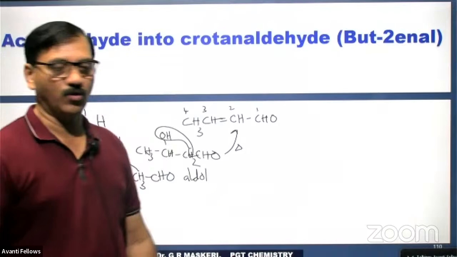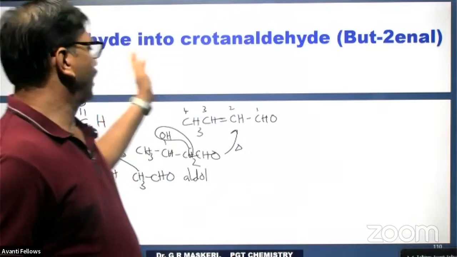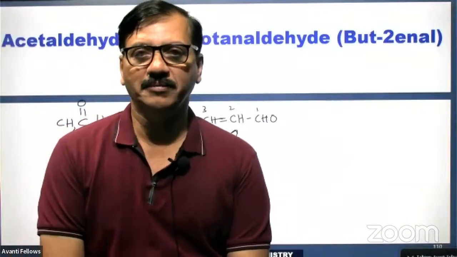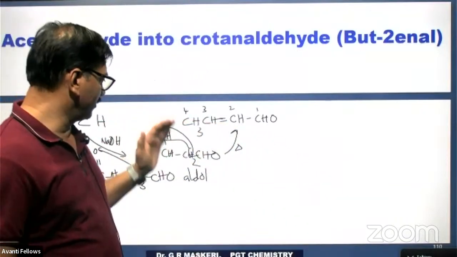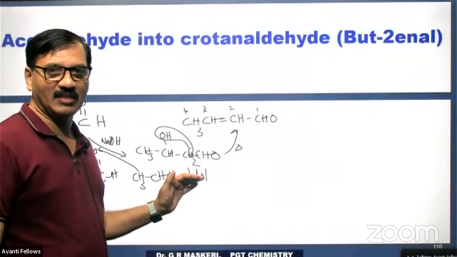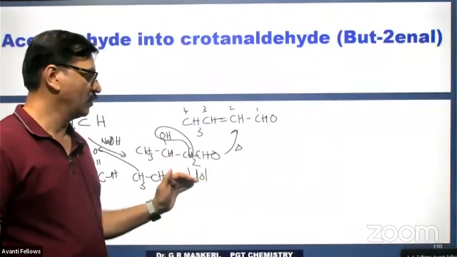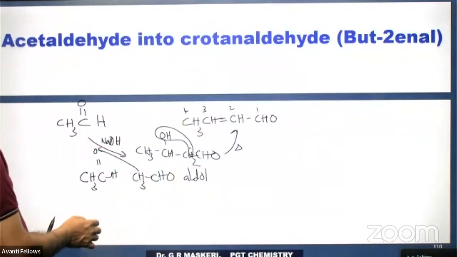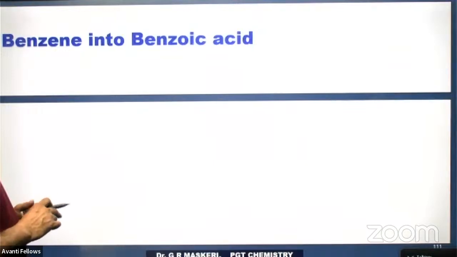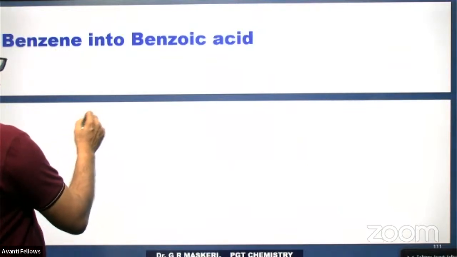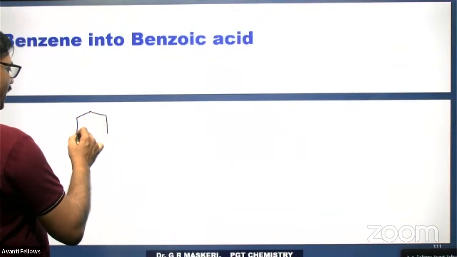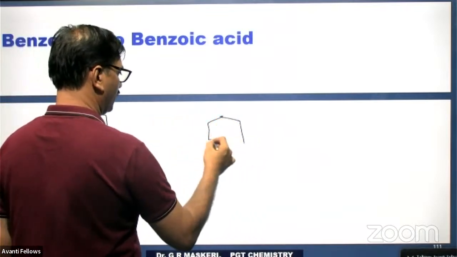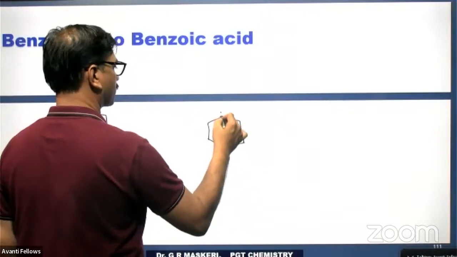Therefore, the conversion of acetaldehyde to crotonaldehyde can be done by making the compound undergo aldol condensation in the presence of sodium hydroxide. Then heating further will give this product. Benzene to benzoic acid. Always first try to write the structure of this. Benzene to benzoic acid.